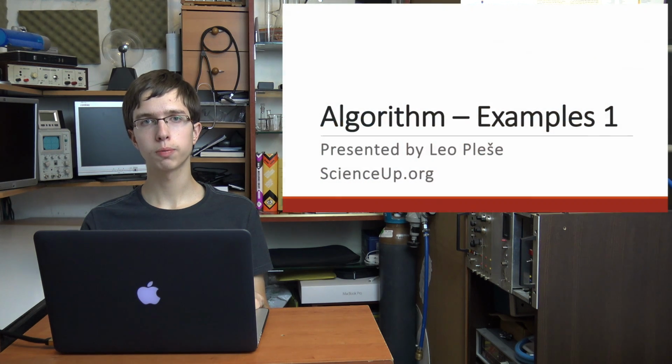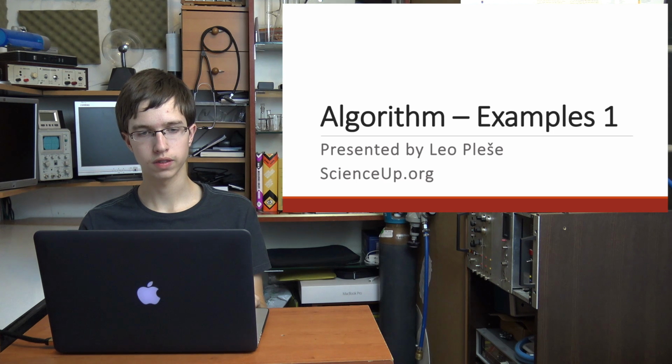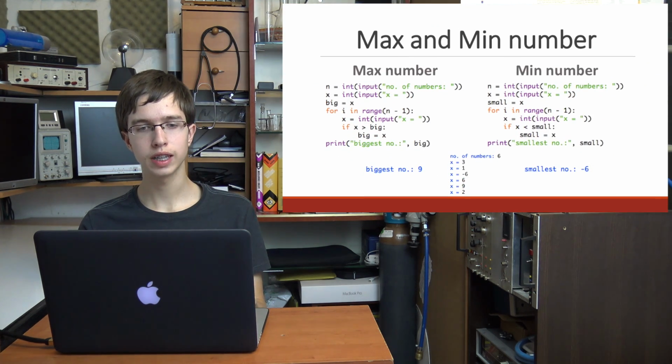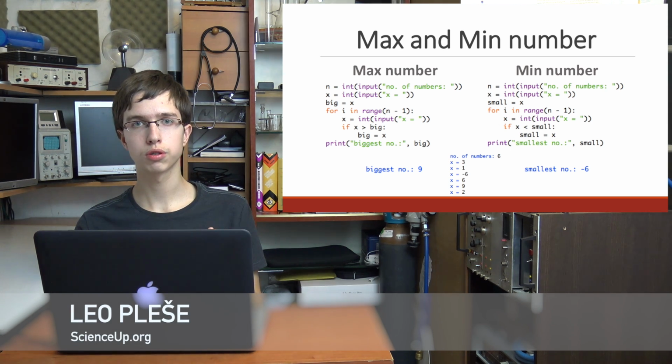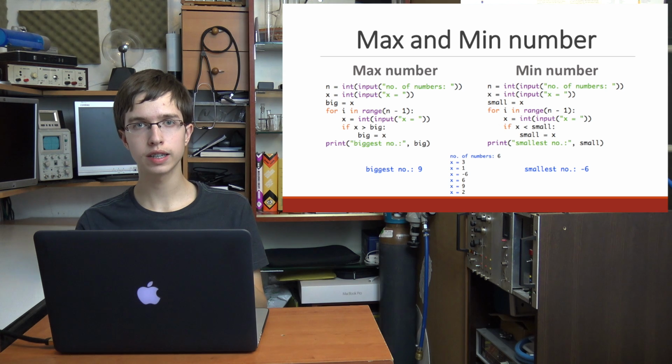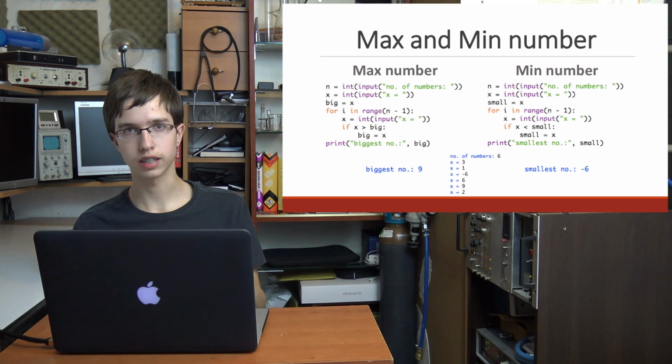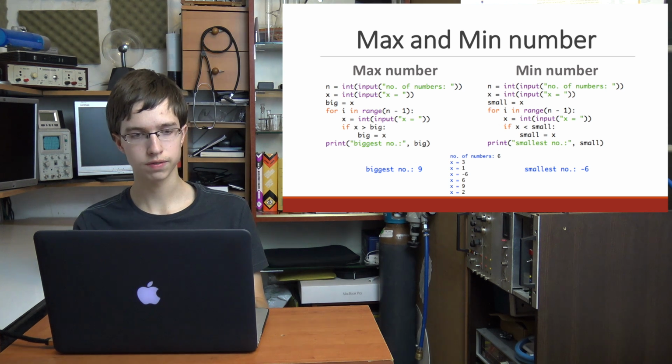Today we're going to talk about some basic and frequently used algorithms in computer programming. The first two are max and min number algorithms. Let's take the example of the max number algorithm, which is used to find the maximum, the biggest number in some number sequence. Here we have an example number sequence of 6 numbers.